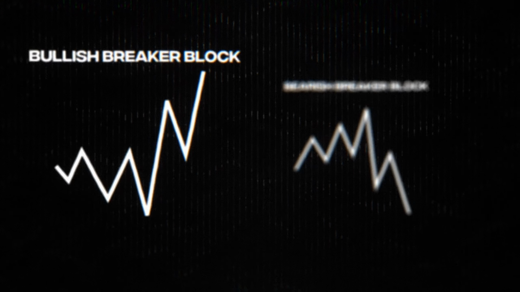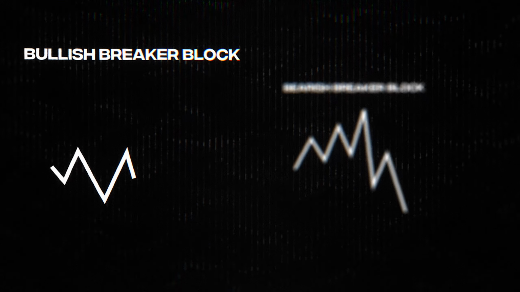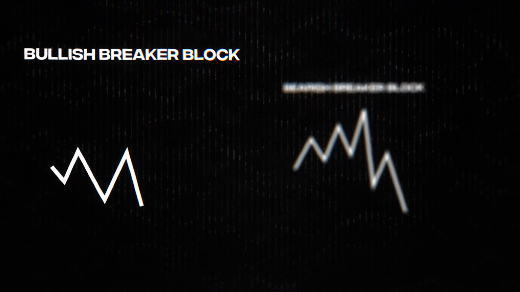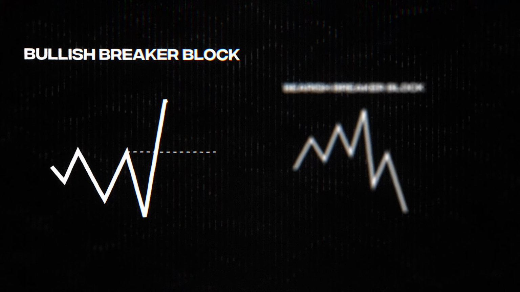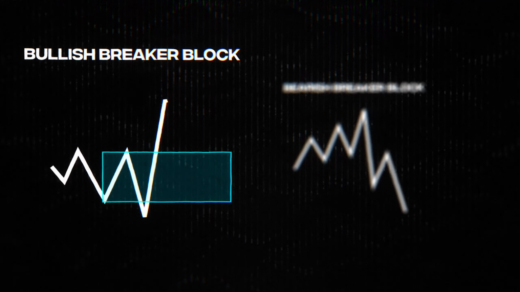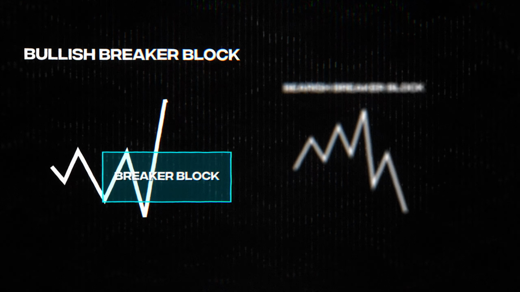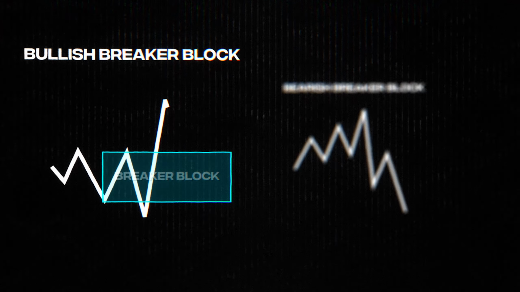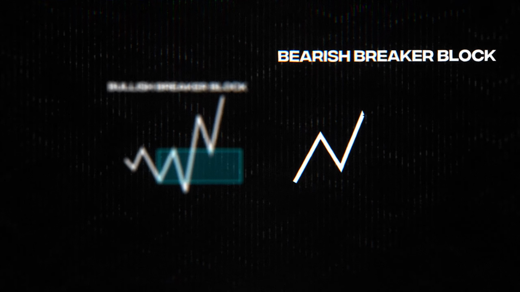The first type is the bullish breaker block. A bullish breaker block happens when price is in a downtrend and price decides to break the most recent lower high, which also invalidates the latest bearish order block as seen on the charts over here. So when this happens, the bearish breaker block becomes a bullish breaker block, where we can look for potential buys to continue higher.